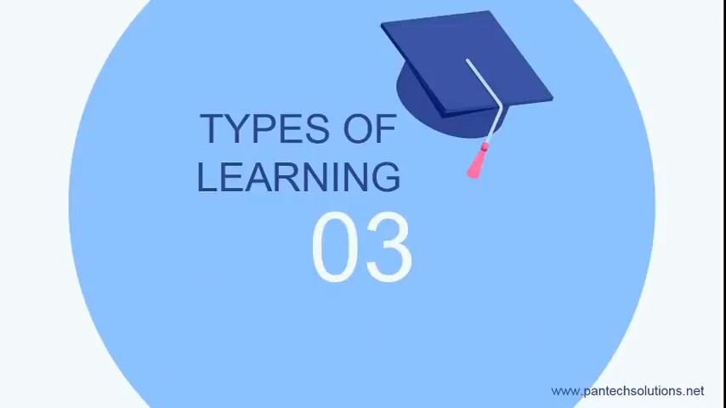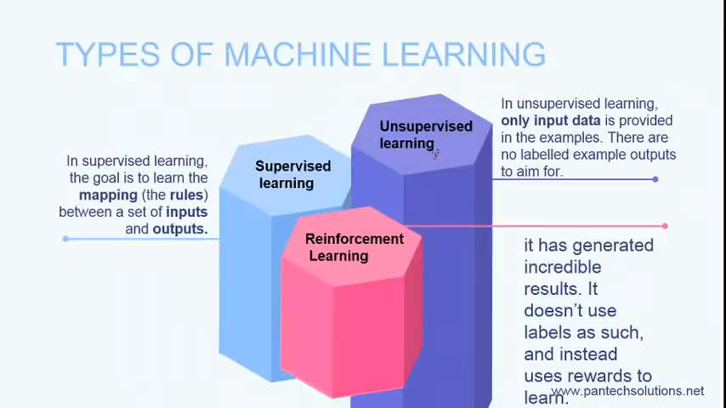Then, types of machine learning. We have totally three types: supervised learning, unsupervised learning and reinforcement learning.